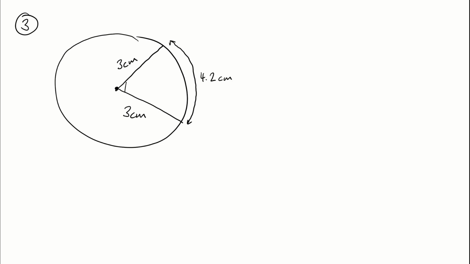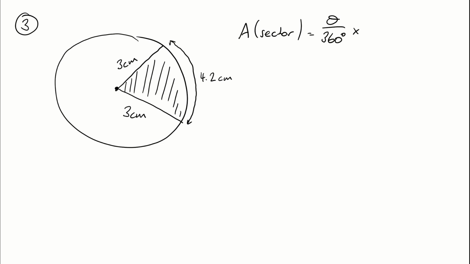But I want to try and find the area of the sector, sorry, not the segment. So I'm looking for the area of this sector. How can I find that? Well, the area of a sector is equal to a portion, theta over 360 degrees, of my total circular area, my pi r squared. But I don't know what theta is. I'm going to have to use the arc length to find theta.